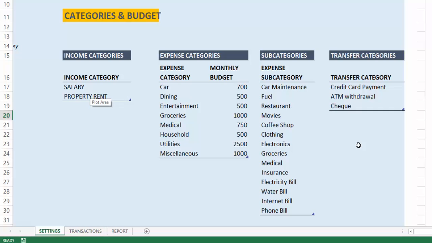And credit card payment is another kind of transfer transaction where you take the money from your bank account and then pay your credit card account. So that's again an example for transfer transaction.